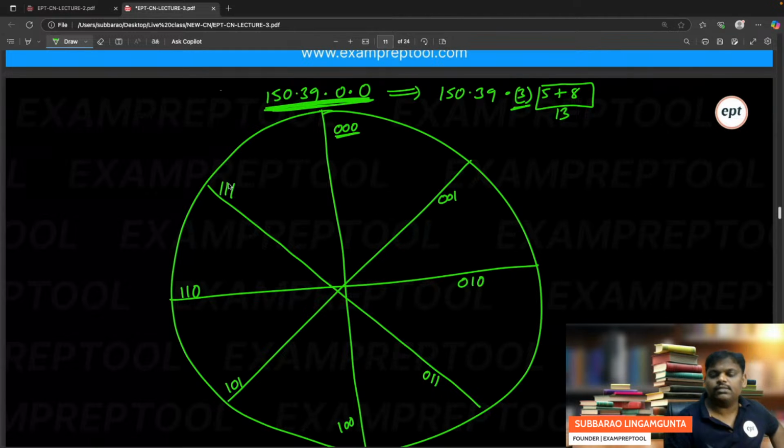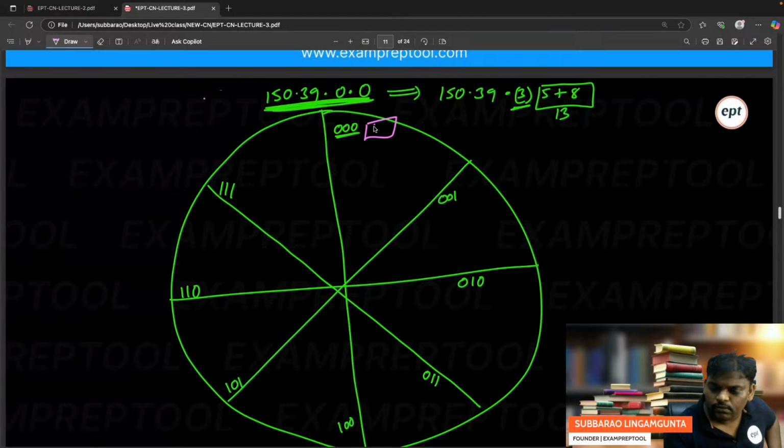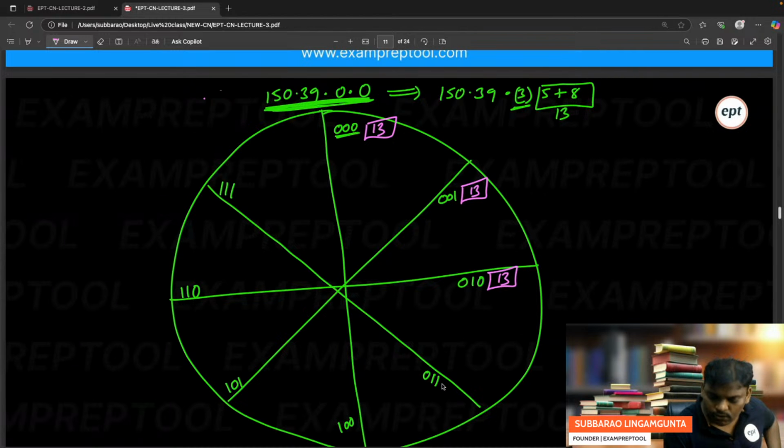Something like this. Followed by 13 bits. You need not be confused. Followed by 13 bits, which range from 13 zeros to 13 ones.